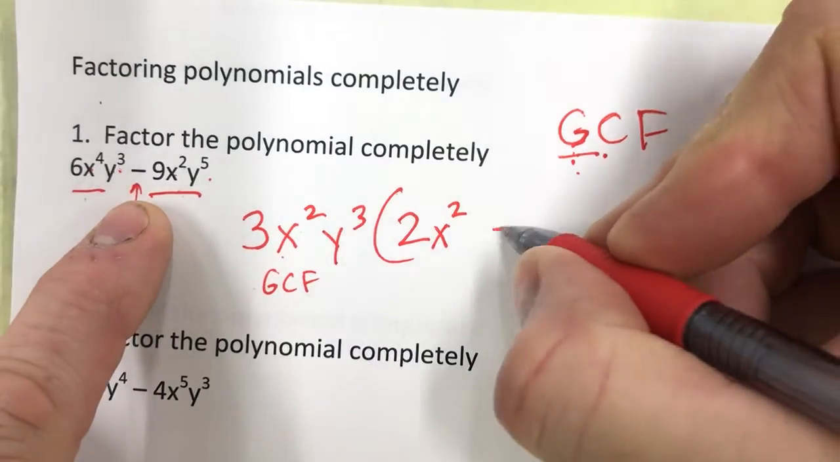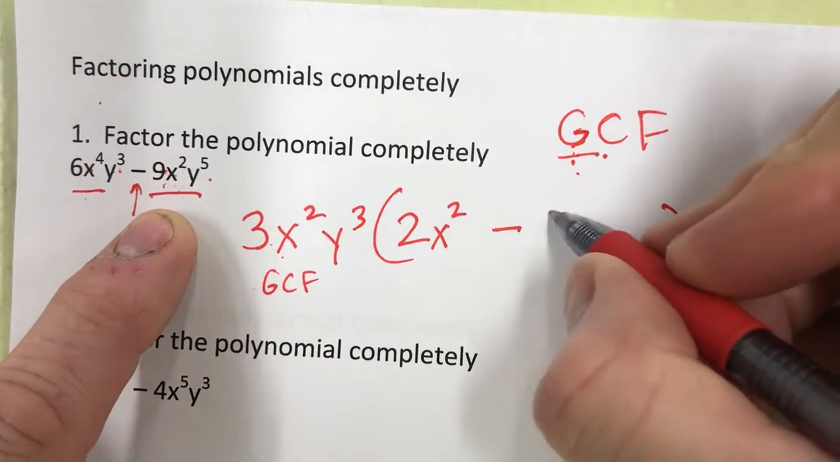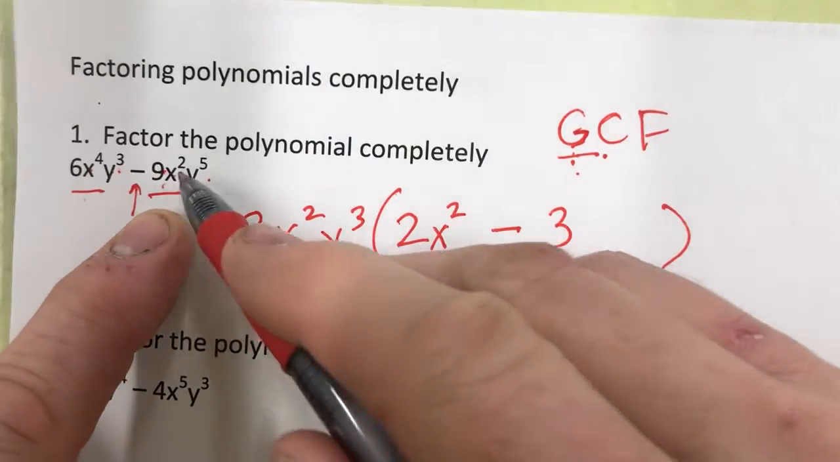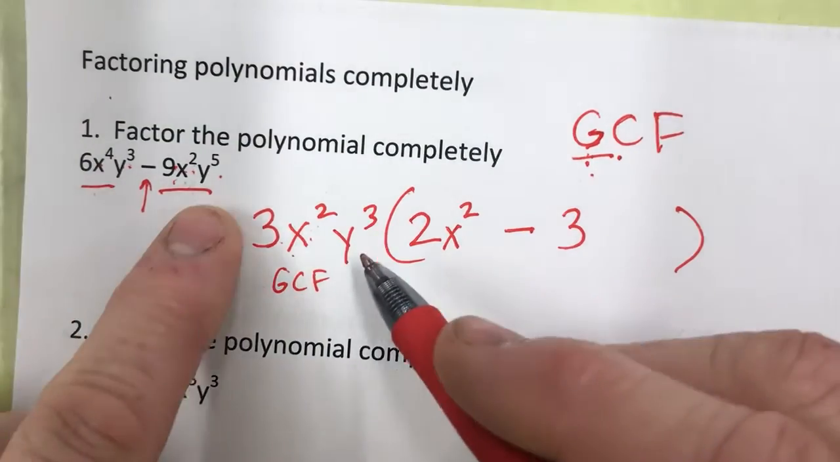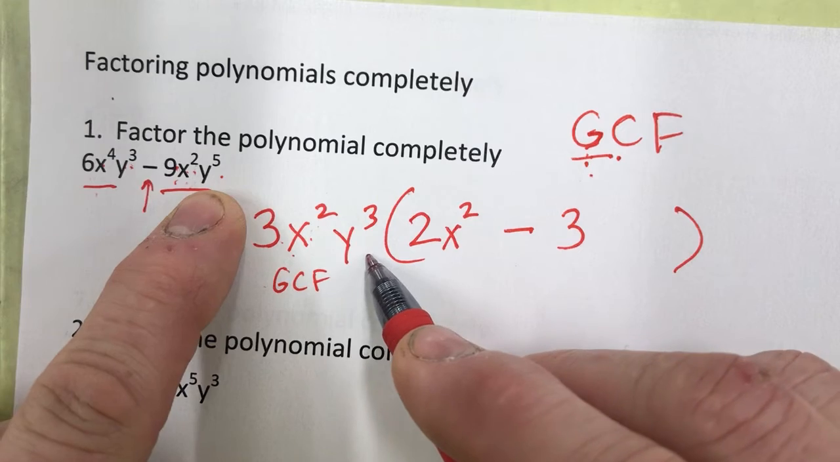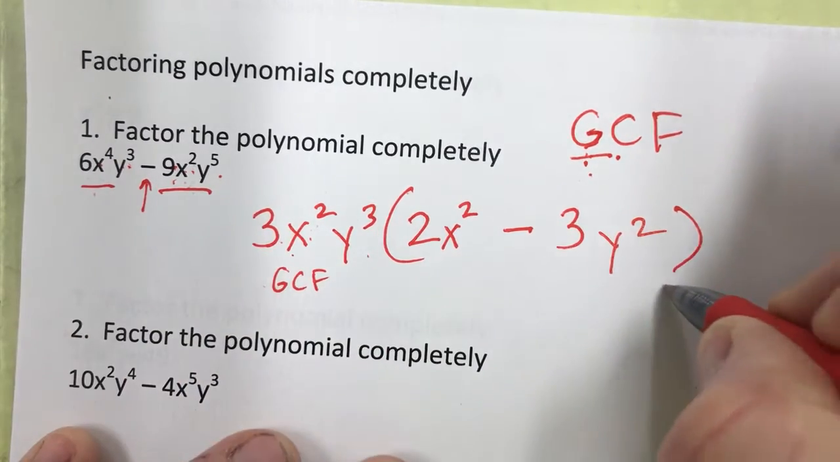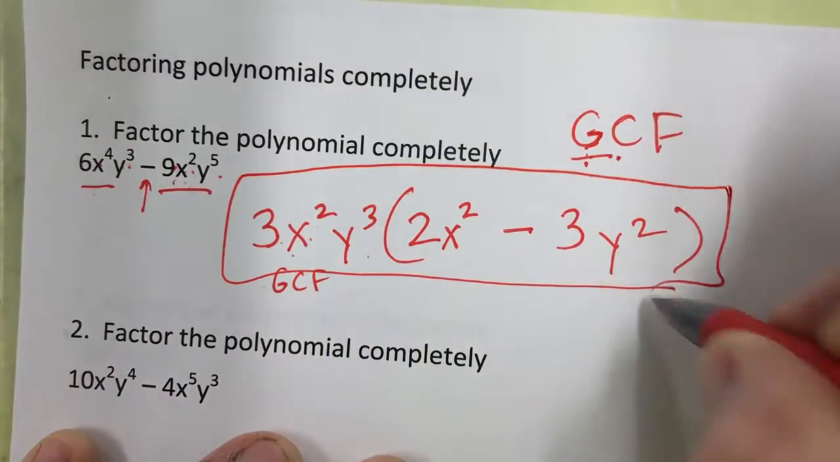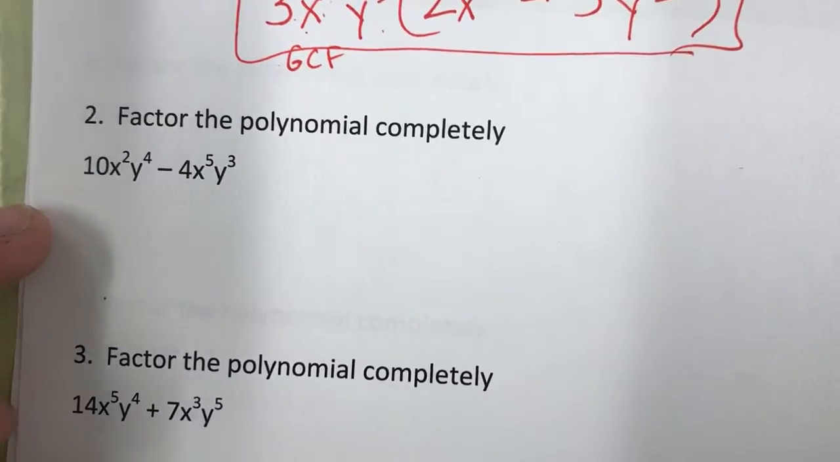Then I have the minus. And now I go to this one. 9 divided by 3 is 3. X squared divided by x squared, well, 2 minus 2 is 0, goes away. Y to the 5 divided by y to the 3. 5 minus 3 is 2, that'd be y squared. And here's my answer, factored completely right there. Okay, there's more of these. Okay, let's go to this one.